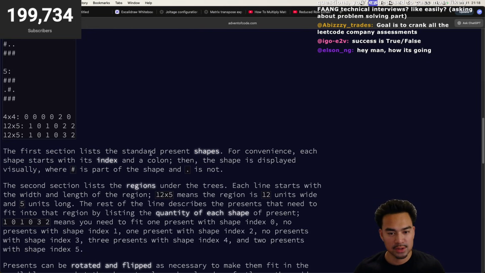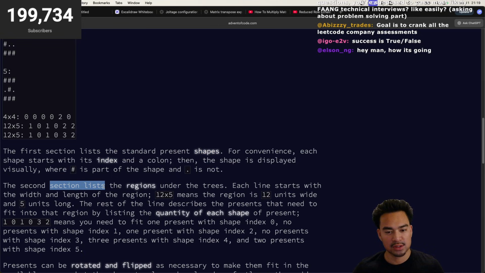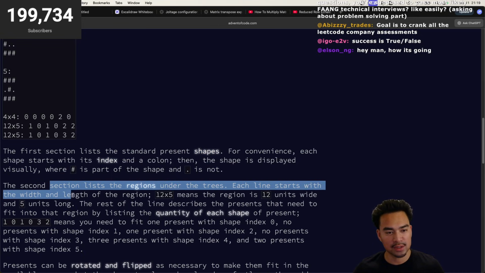The first section lists the standard present shapes. Each shape starts with an index and a colon, then the shape is displayed visually, where hashtag is part of the shape and dot is not. The second lists the regions under the trees. Each line starts with the width and length of the region. So it's 4 by 4. 12 by 5 means it's 12 units wide and 5 units long.